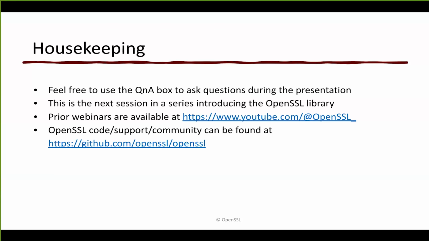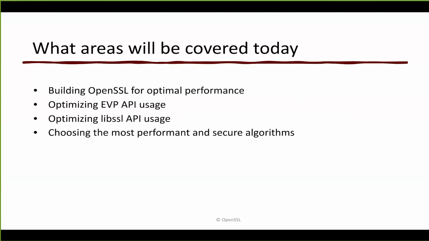So, hello everybody. Today we will be talking about application performance tuning. So what are the areas that will be covered today? I will talk about building OpenSSL for optimal performance. Then I will cover how to optimize EVP API usage, how to optimize Libssl API usage, and I will also talk a little bit about choosing the most performant and secure algorithms.